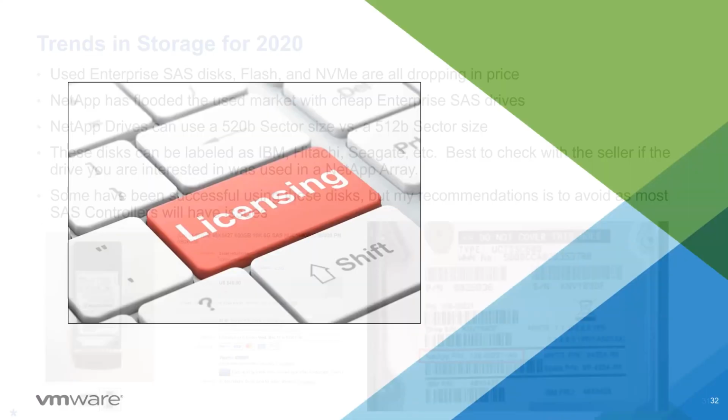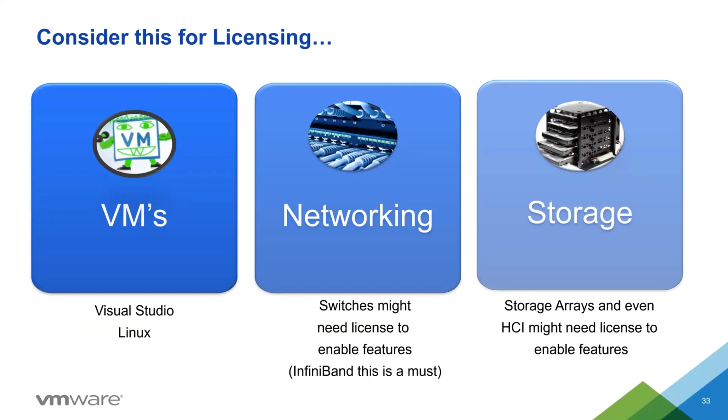All right, so moving on to licensing. Licensing comes into 3 areas that you need to consider: VMs, networking, and storage. Oh, that's kind of odd. Why would you list networking and storage? Depends what you buy. So let's talk about that a little bit.